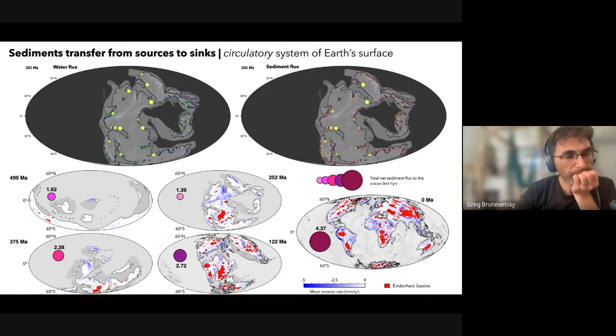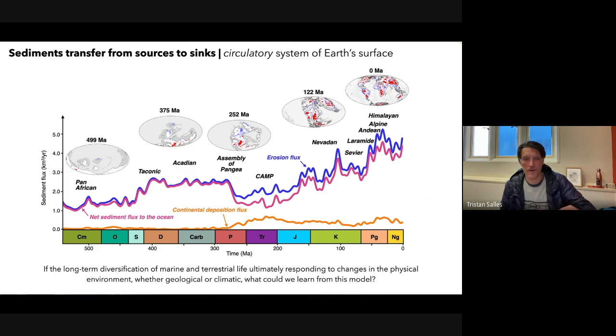Got it. And what we can do is track that over time. In blue, what you have is the total erosion flow. In purple, the amount that is going out to the ocean. And in orange, the amount that is stored inland. If we start in the Cambrian here, it's relatively flat, a kind of plateau. And then by the Triassic or Jurassic, we start to go up, and it matches pretty well with the timing of different mountain range episodes.